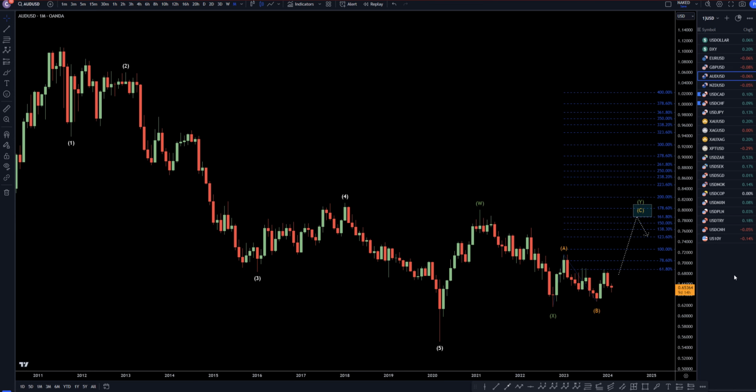Today is Tuesday, February 20th, and I'm going to be analyzing the Aussie US dollar starting on the monthly, working my way down to the 1 hour time frame for the full top down analysis.